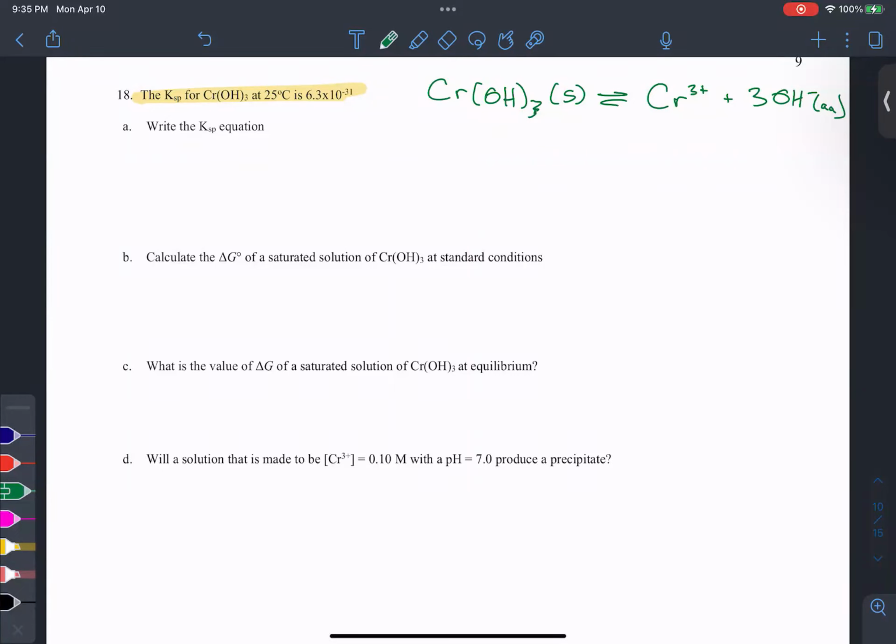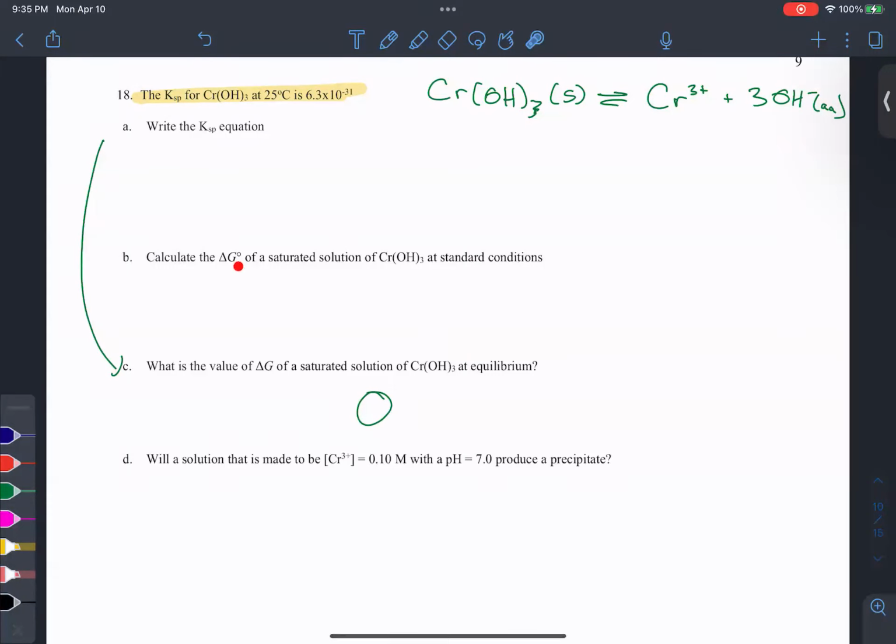Right, we did those before, KSP, right? Okay. So that's for a saturated solution of chromium hydroxide. So let's just skip to C. What would the value of delta G be for a saturated solution of chromium hydroxide at equilibrium? At equilibrium. 0, yes, it is 0.